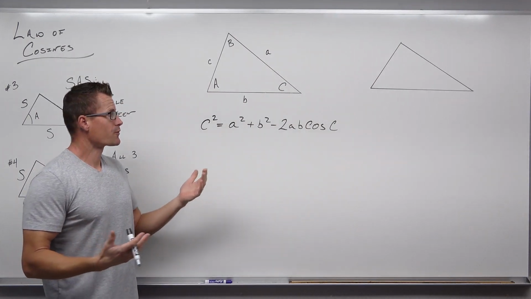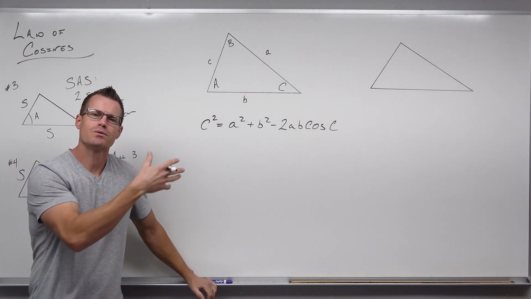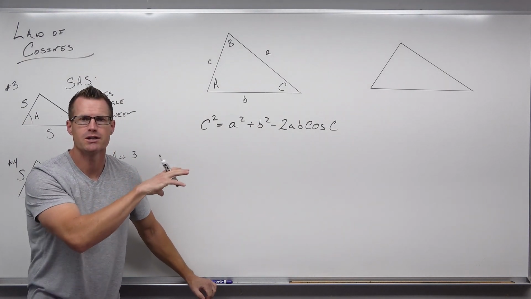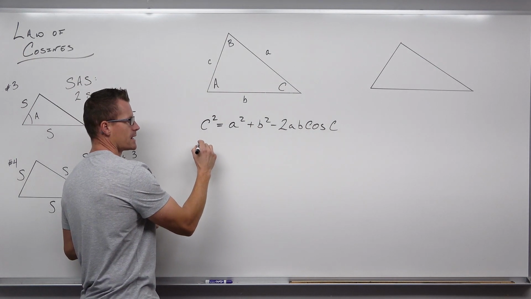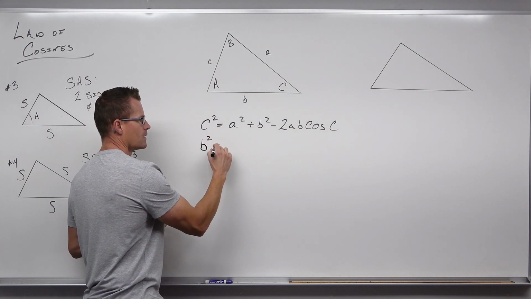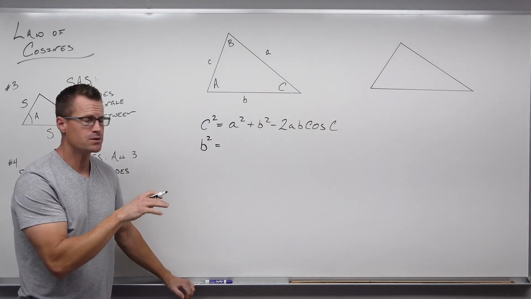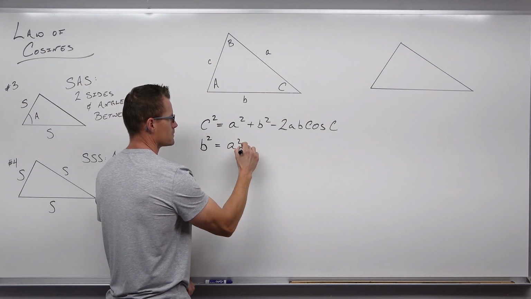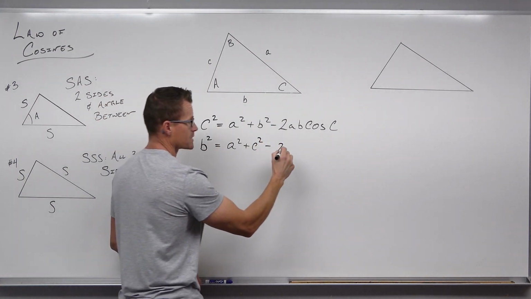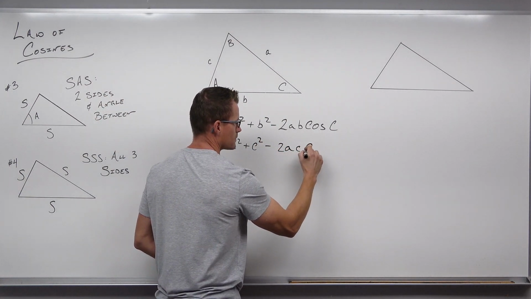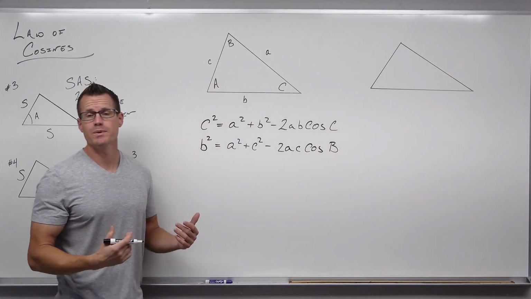Now, of course, what if we're not just looking for side C? What if we're looking for side A or B? So there are three permutations of this, rearrangements that we can deal with. If you wanted to find side B, then B squared would equal the sum of the squares of the other two sides, minus twice the product of those sides and the cosine of the angle between them.